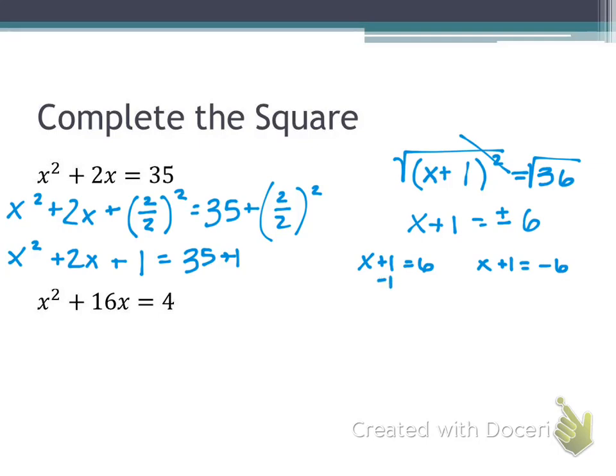Then I have to subtract 1, and I get x equals 5. And I subtract 1, and x equals negative 7. And those are my two answers. Okay? All right, let's do this next problem here. I'm going to go ahead and erase this work so I have plenty of room to do it.